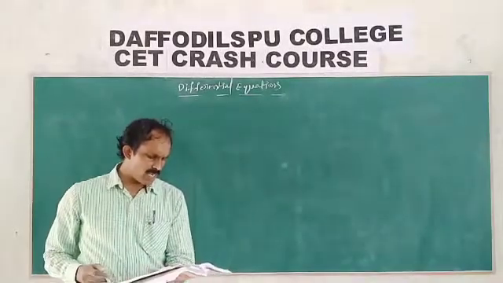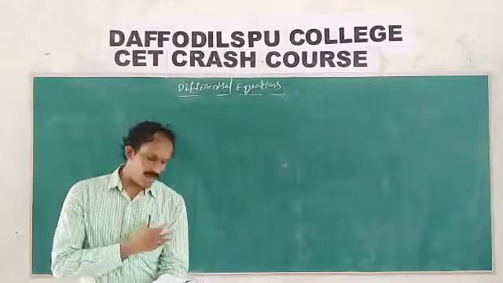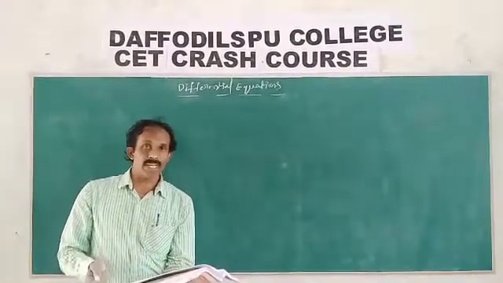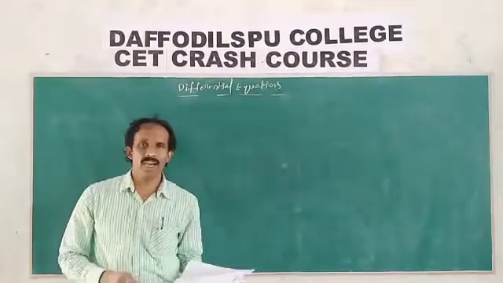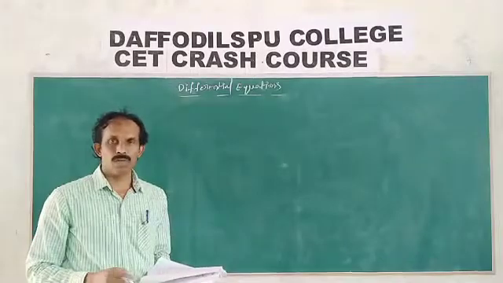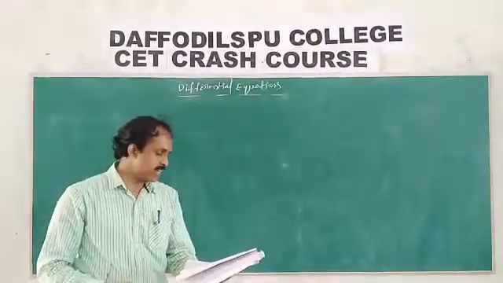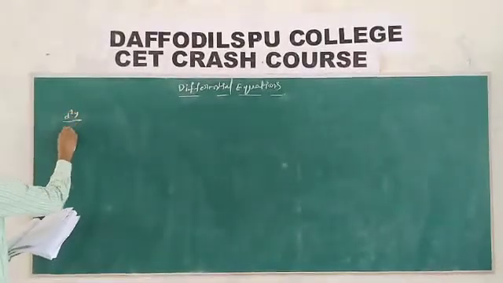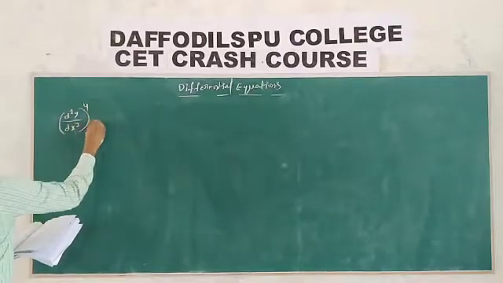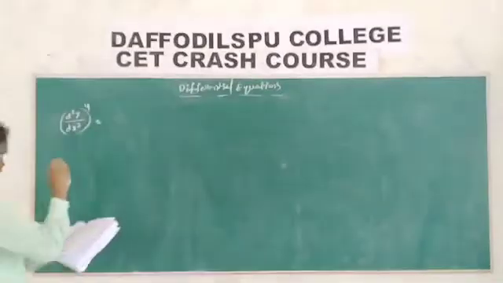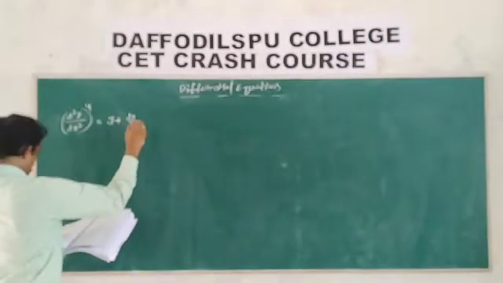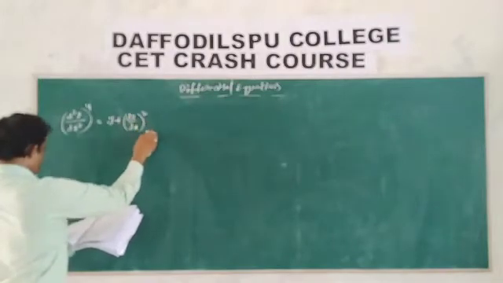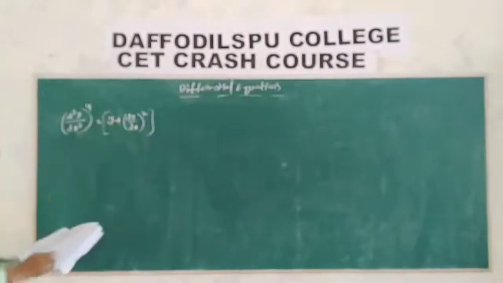Order and degree of differential equations. On the left side, d square y by dx square is equal to the fourth root of the bracket. So to remove that radical, we apply the power 4 on both sides. After removing that, what you will get is (d square y by dx square) whole power 4 is equal to y plus (dy by dx) whole square. Now we will find the order and degree.